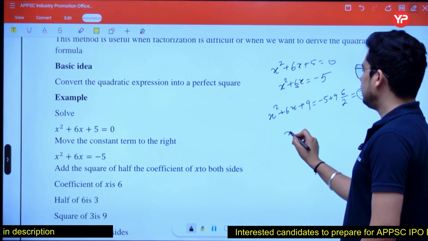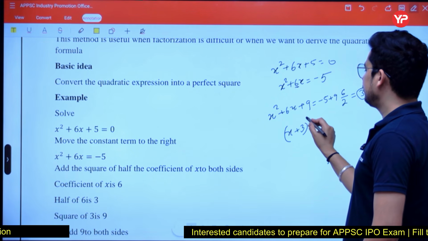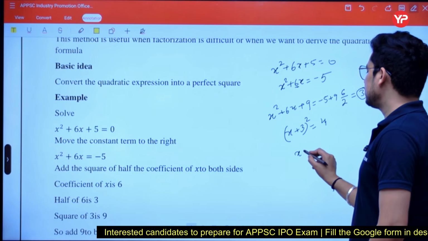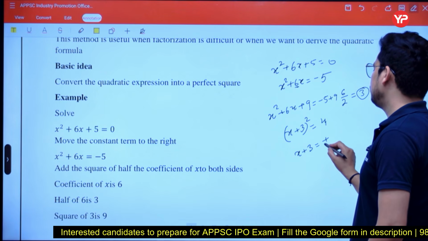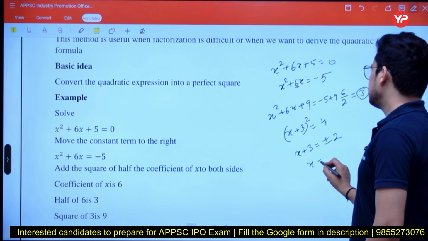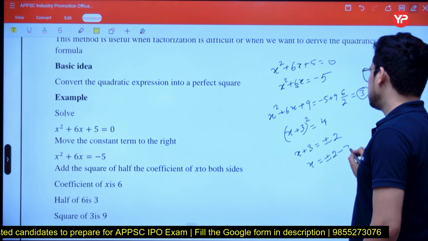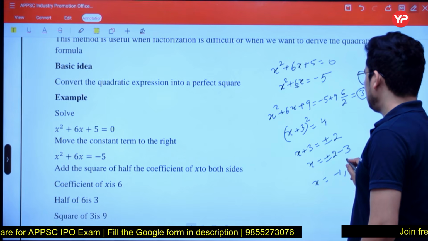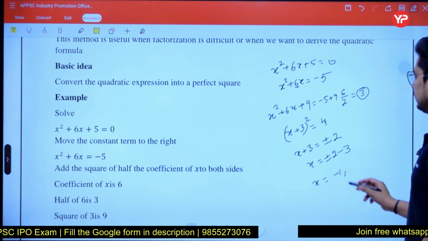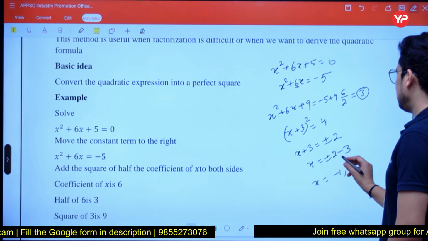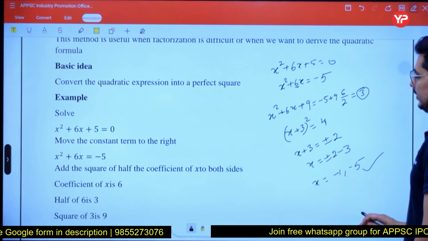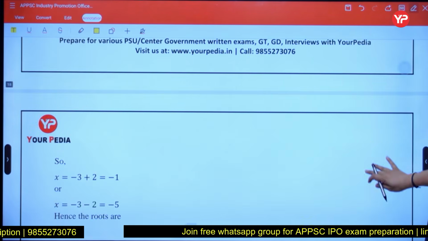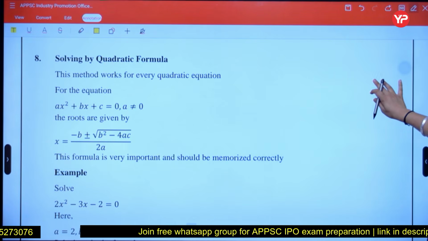So it becomes (x plus 3) whole squared equals 4. Then take the square root of both sides. x plus 3 equals plus or minus 2. Then x equals plus or minus 2 minus 3. When you take the plus sign, the value is minus 1. When you take the negative sign, it becomes minus 5. So these are the two roots of this equation.